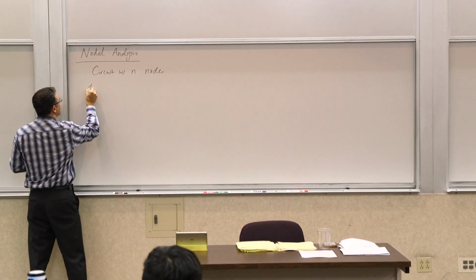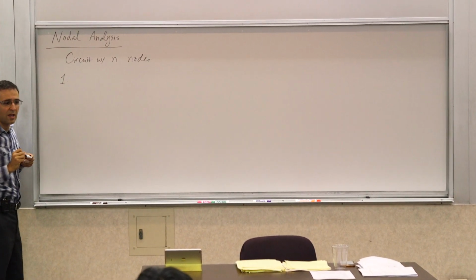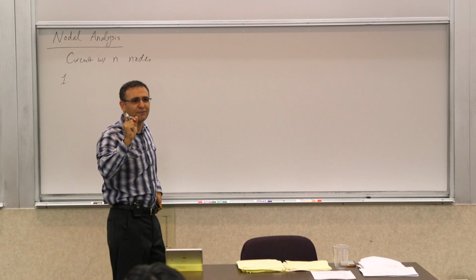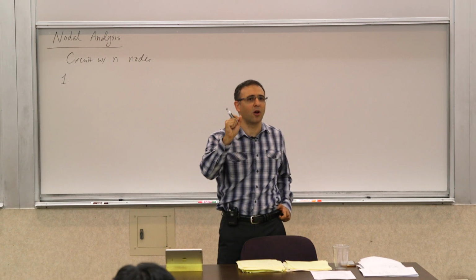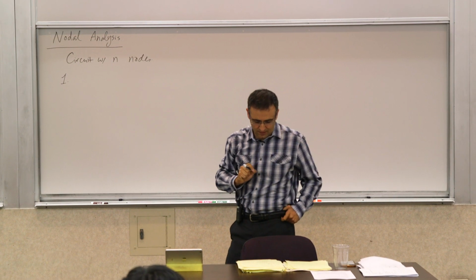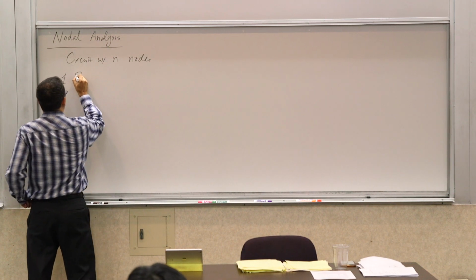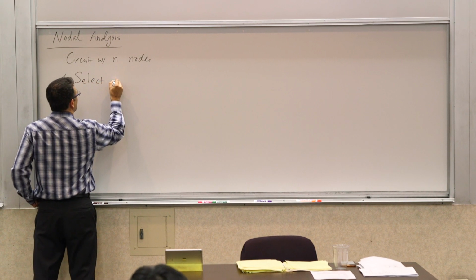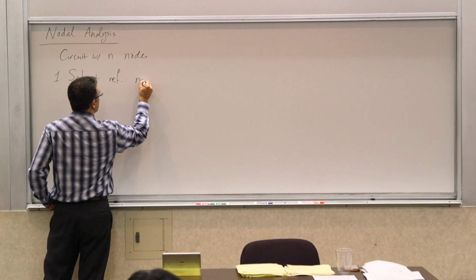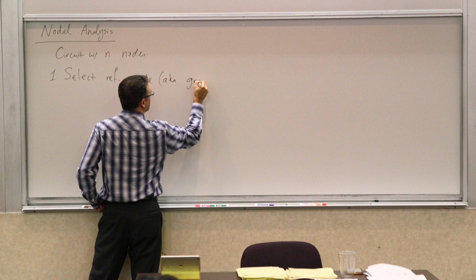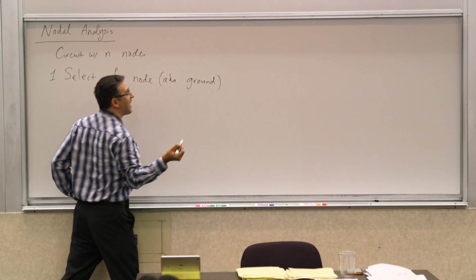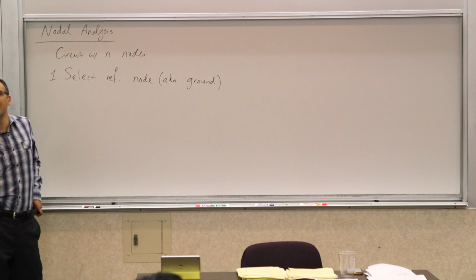So the first step, step one, is to define a reference potential. Pick one of those nodes and define it as your reference potential, also known as ground. So select a reference node, aka ground. So this is your reference potential. Every voltage is measured with respect to that.